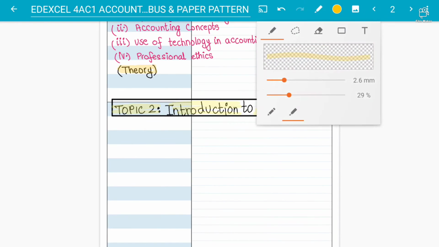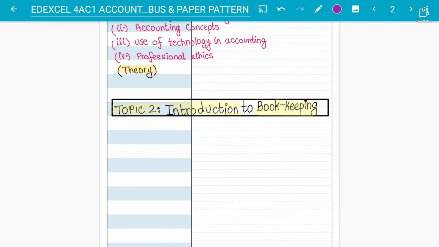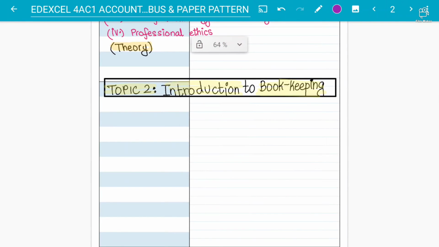Now here comes the most important part of paper 1. In topic number 2, that is introduction to bookkeeping, students need to know a lot of things. They need to know about business documentation, like the checks, credit note, purchase order, sales invoice. That will be discussed in detail. So we have business documentation.